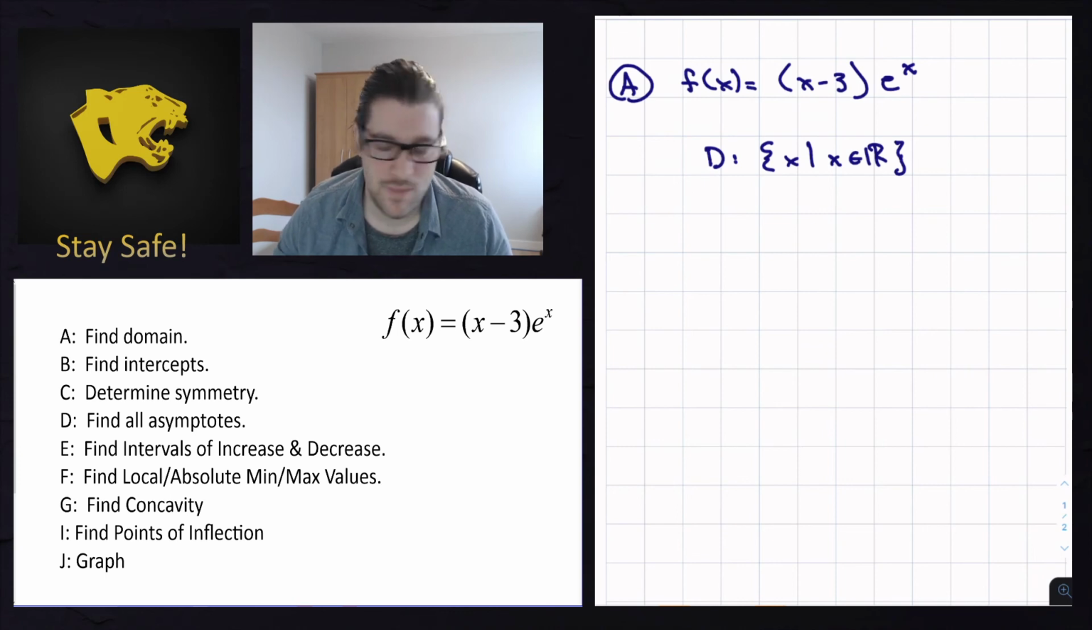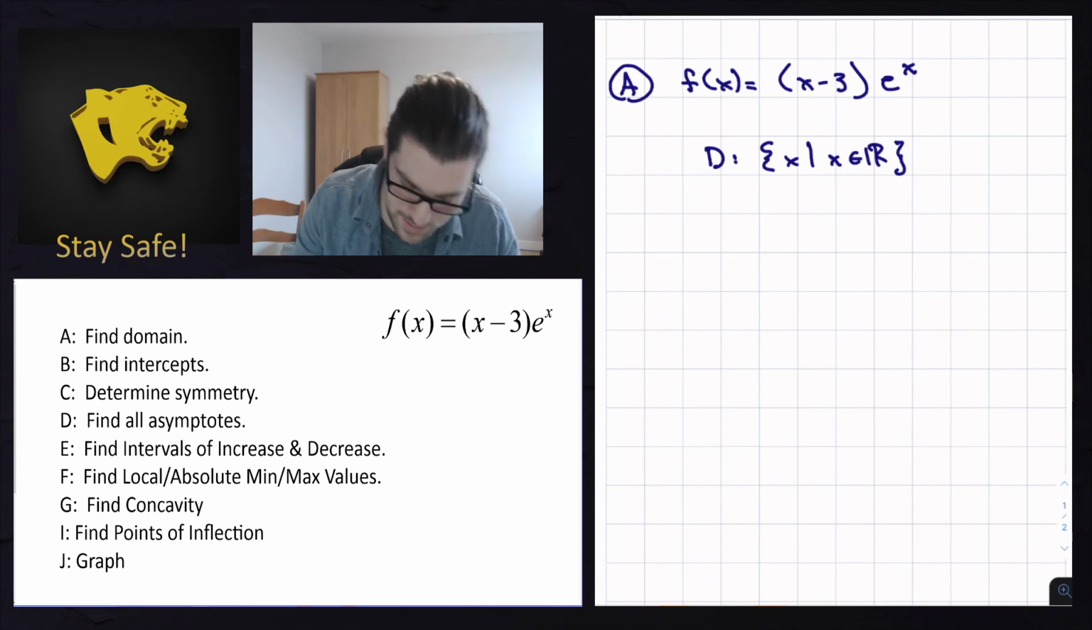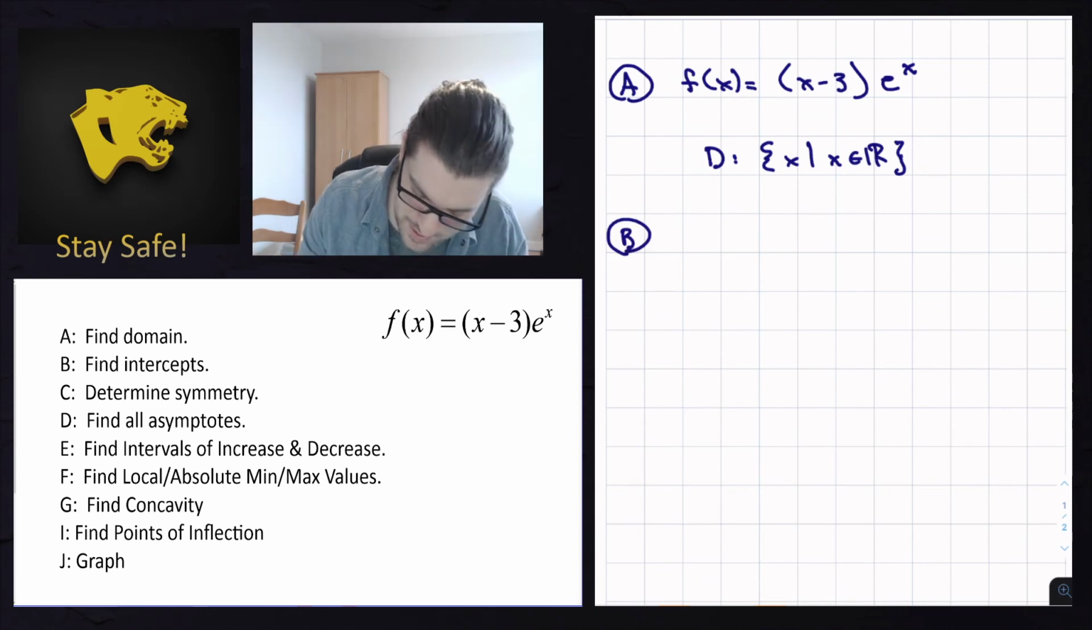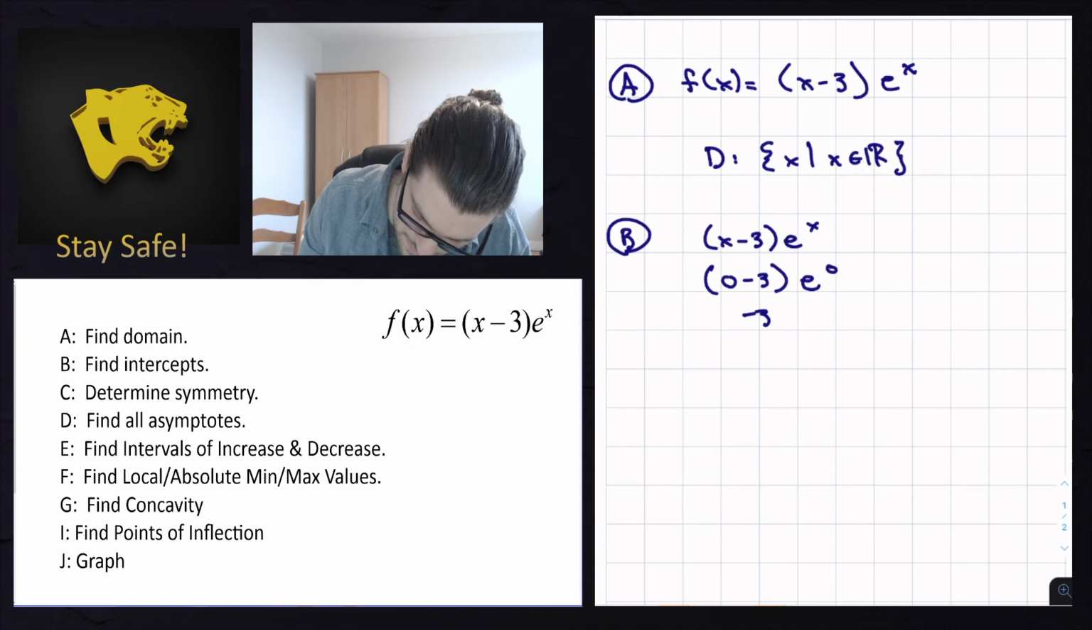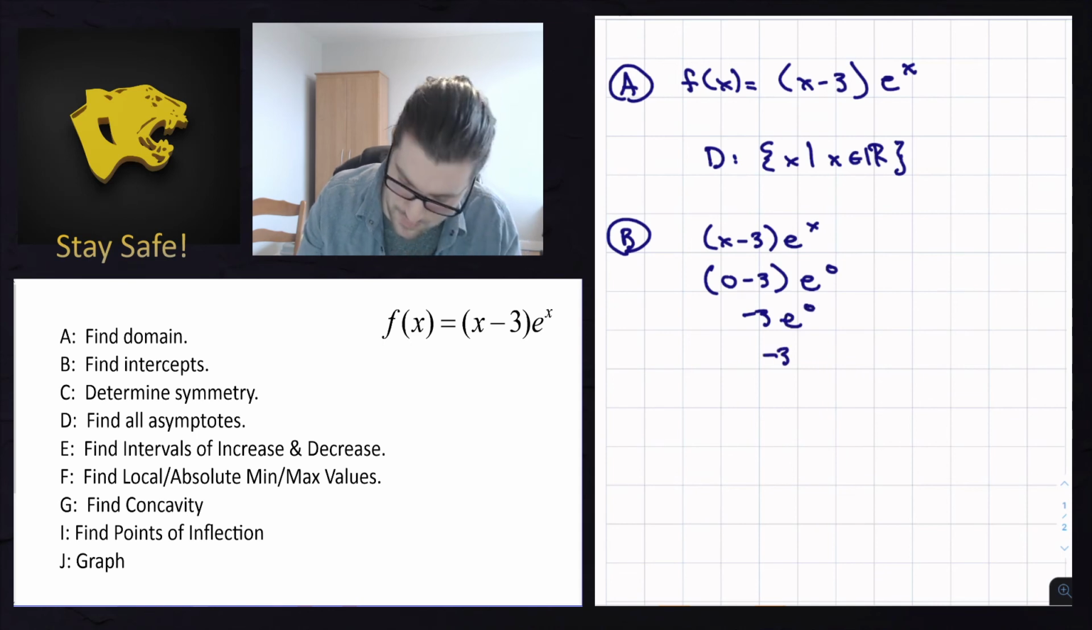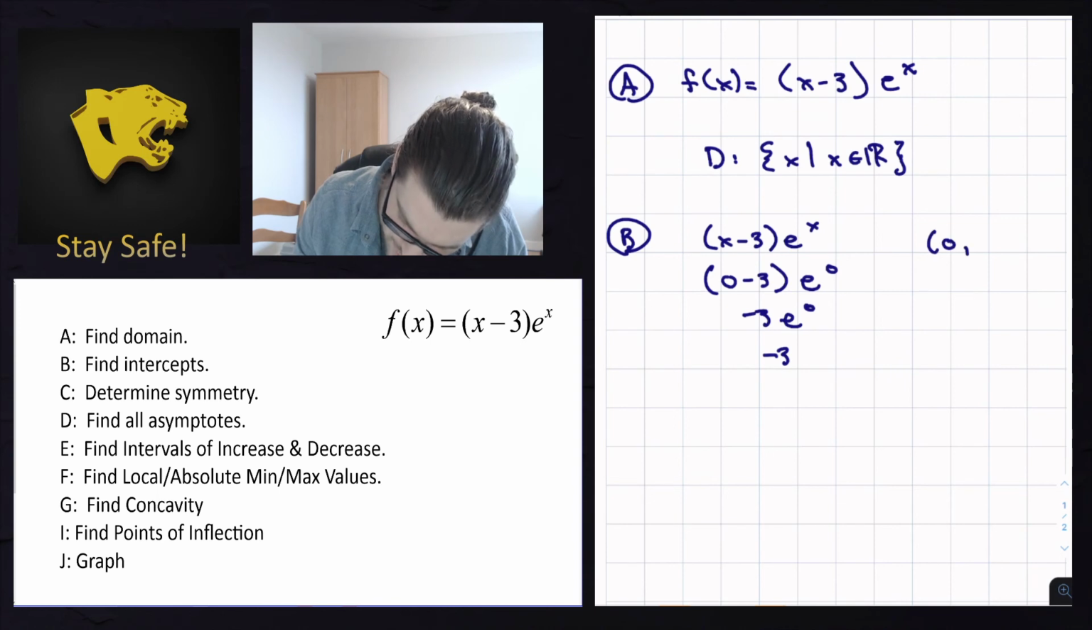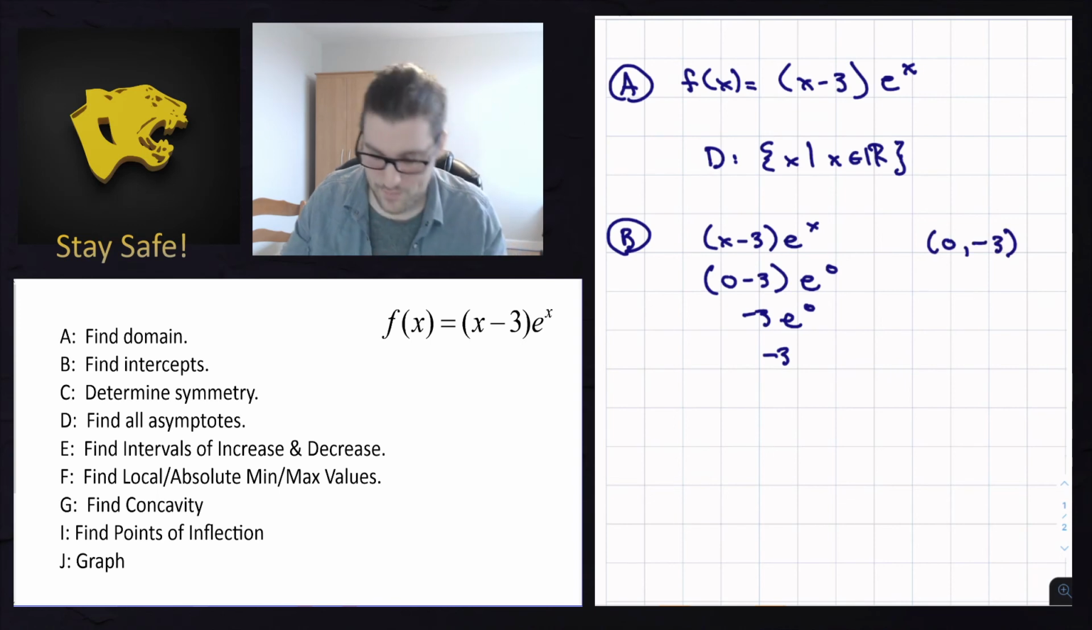All right, so next up, find intercepts. For this particular one, if I were to plug in a 0 for my x value, we're going to get a -3 e to the 0, which is just a 1, so we get -3. So 0 for my x gives me -3 for my y. So we found the y-intercept.